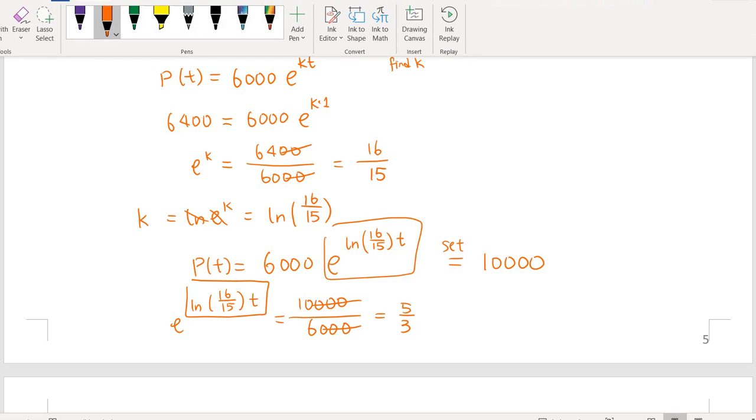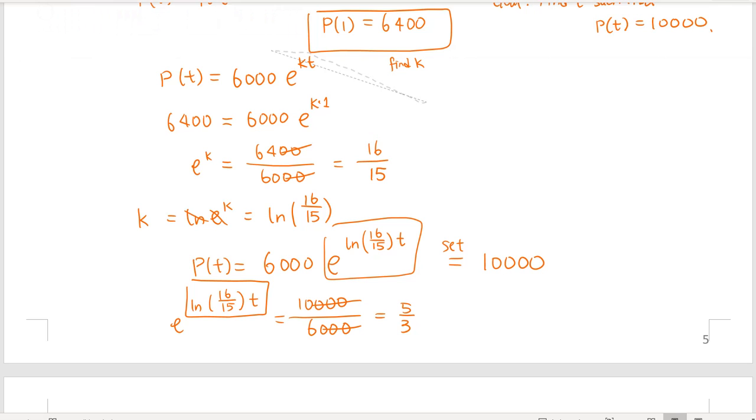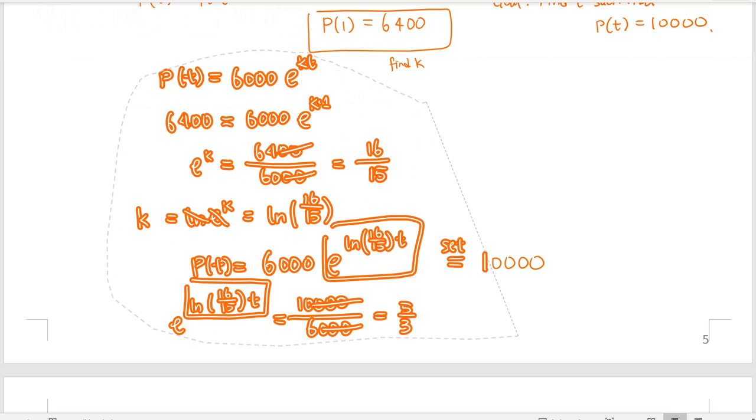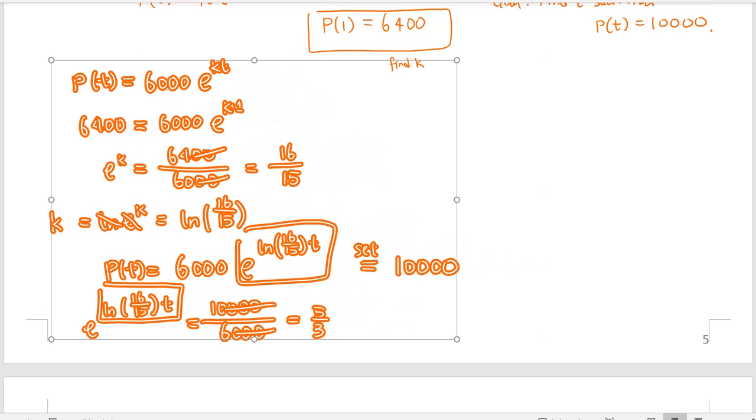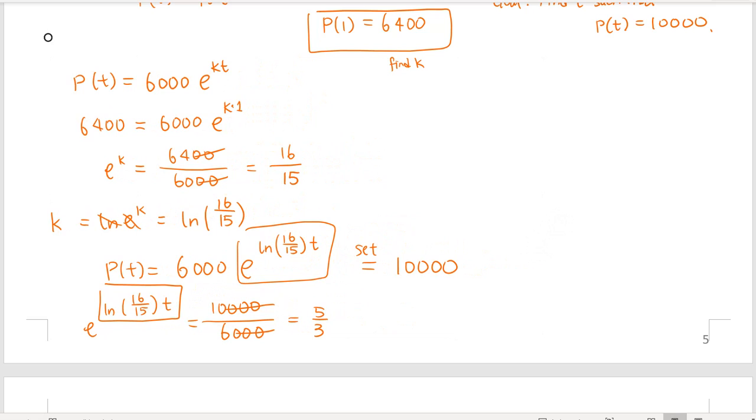Oh, I need more space. Let me move this guy to the left. Okay. All right. When we apply natural log, we get the left-hand side is ln of 16 over 15 times t, because e and natural log cancel. The right-hand side is natural log of 5 over 3. Okay, t is natural log of 5 over 3 over natural log of 16 over 15.